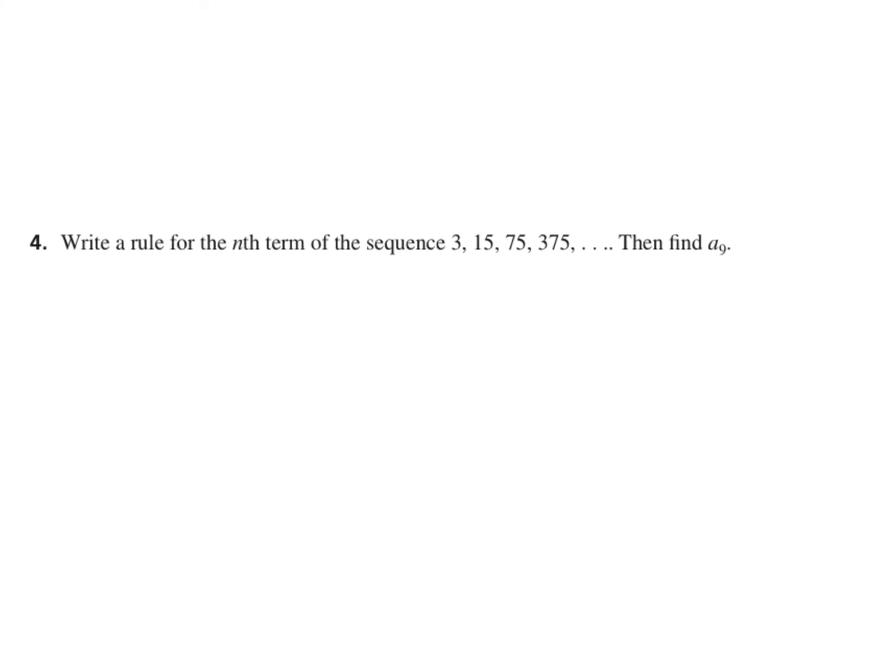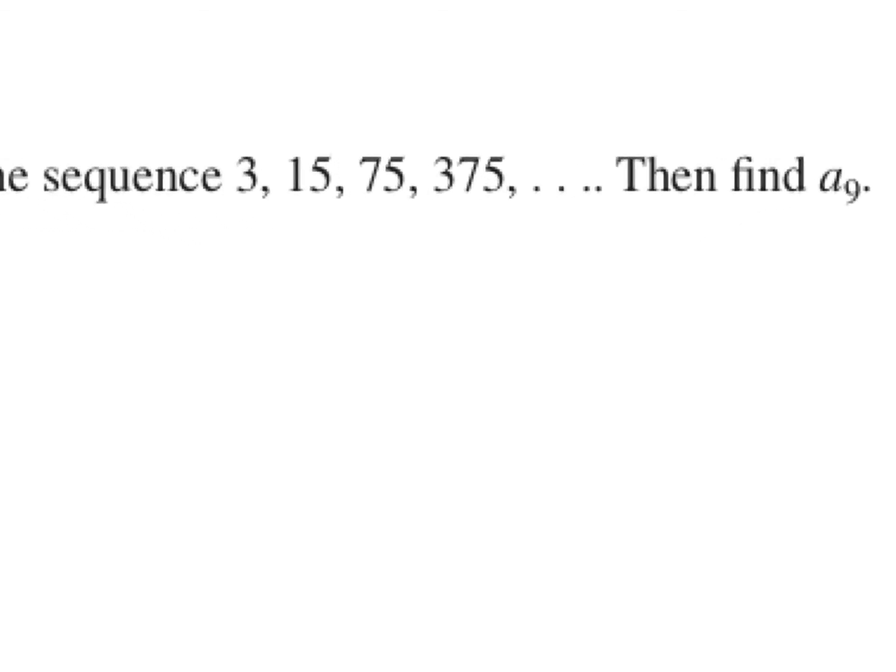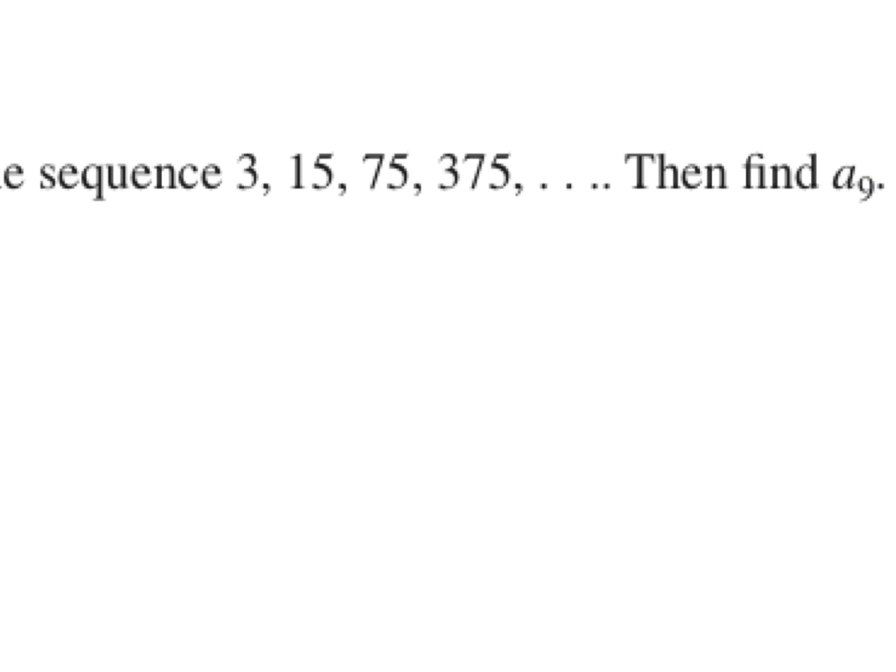Alright, let's take a look at number 4. Write a rule for the nth term of the sequence, find a sub 9. So first thing we want to do is find r. How do we find r? What's our common ratio? Second term divided by the first one, so 15 divided by 3. What's 15 divided by 3? 5. So our common ratio is 5. We multiply by 5 each time to get to the next number.